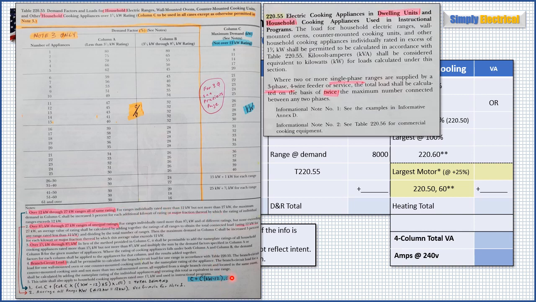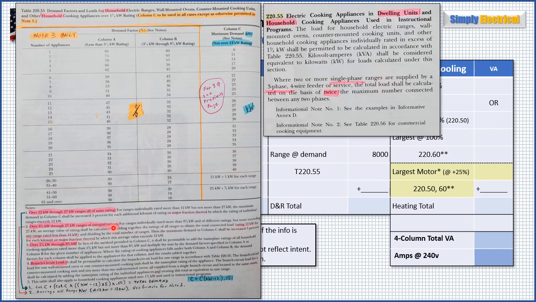You can see in my notes here, this is the expanded formula here, but then I simplified it, and this is the same thing, it's just simplified. Now, what if they're not all the same rating though? Well, that's what note 2 is for. So now it says anything over 8 3/4 kilowatt through 27 kW of unequal ratings.